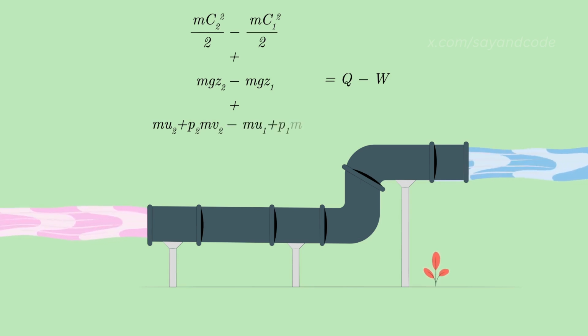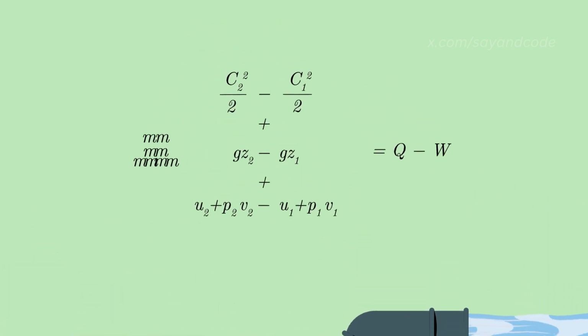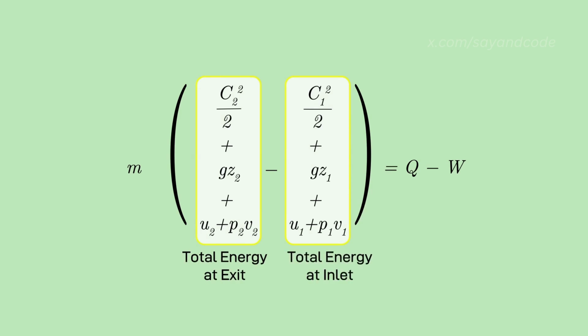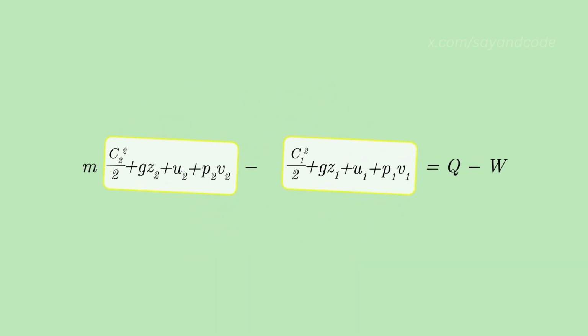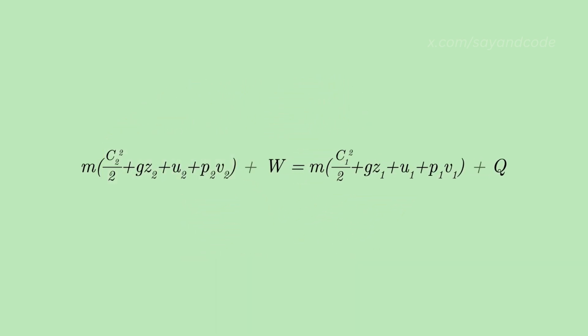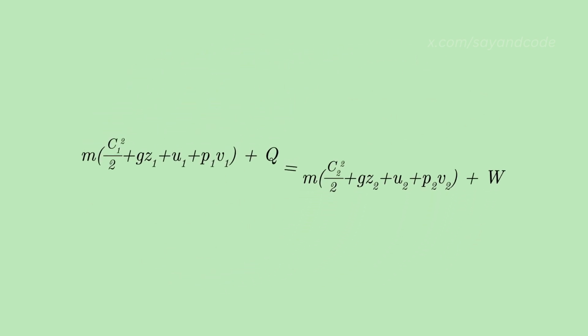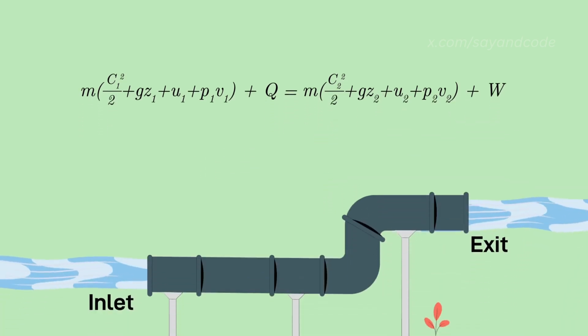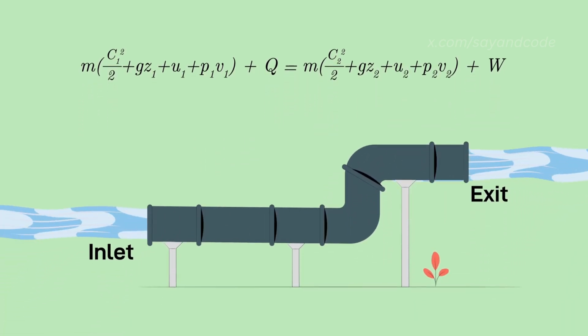We can take all the mass terms common, and rearrange, which gives us total energy at exit, minus total energy at inlet, is equal to heat minus work done. On rearranging further, we get the form which is known as the equation for a steady flow process, or simply, the steady flow equation. Depending on the inlet and exit conditions, we can enter values into this equation, and it will show us how the different variables interact.